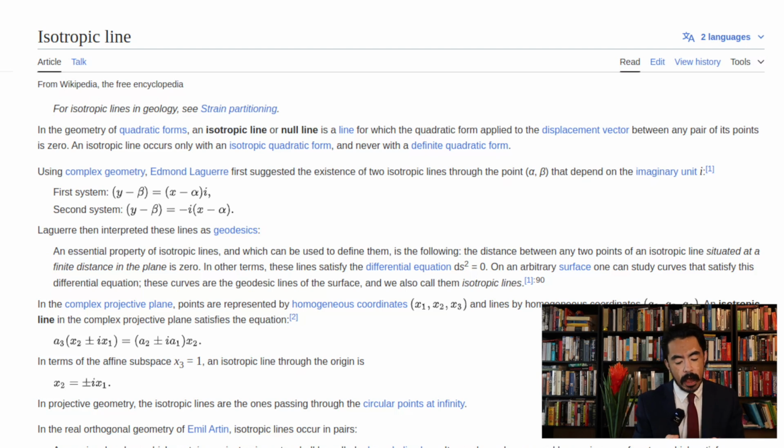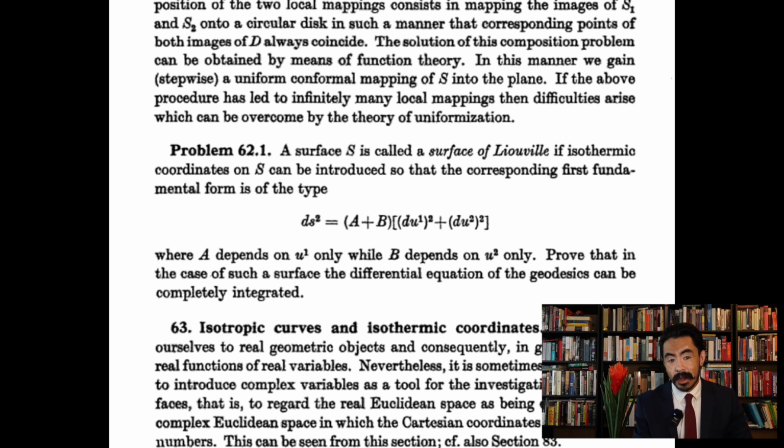Because keep in mind, at the end of section 62, this is the last differential geometry reading stream episode now. Last episode was on conformal mapping of surfaces into a plane, and at the very end we have problem 62.1, which is where we're looking at isothermic coordinates on something called a surface of Liouville. The isothermal stuff had not been introduced in this book yet. It's all kind of vortexed together, right?